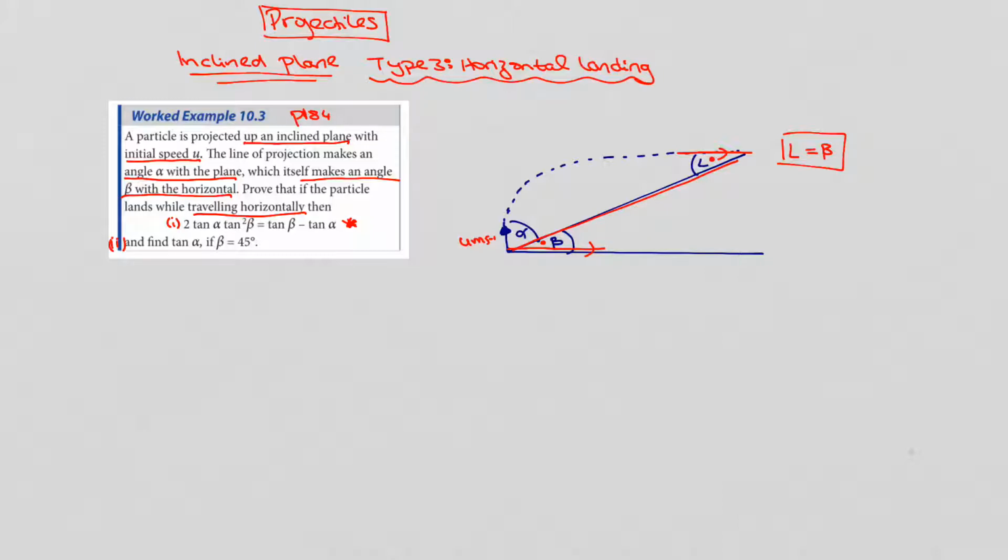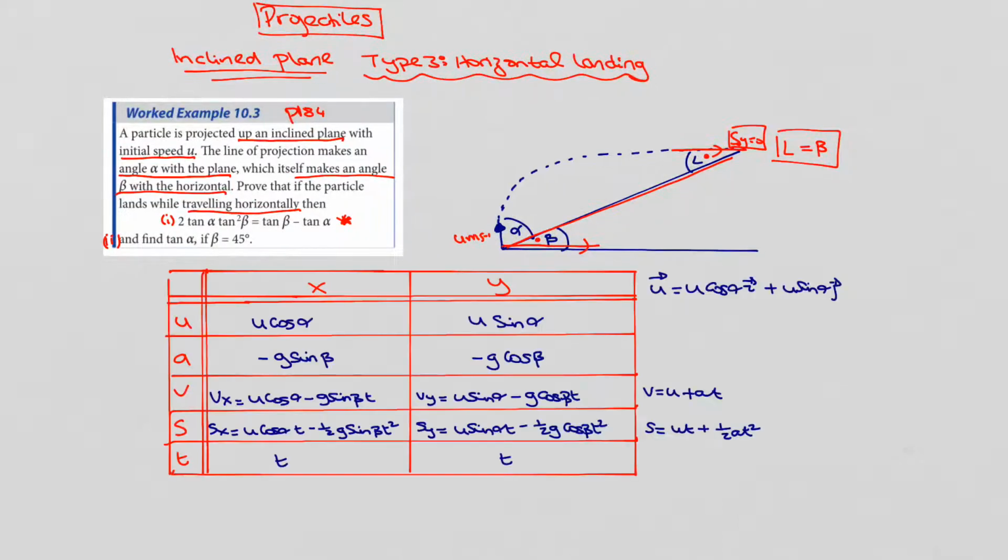Now we also know that on landing, Sy is equal to 0. So that will always help us find our time of flight. So what you're going to do for me is make out your table for u, a, v, s and t in both the x and the y direction. So you're going to pause the video and complete the table.